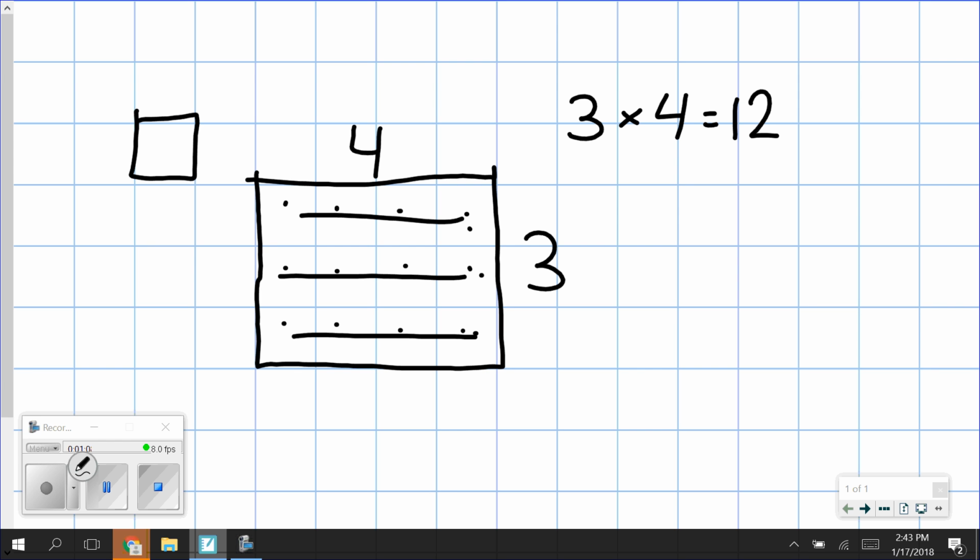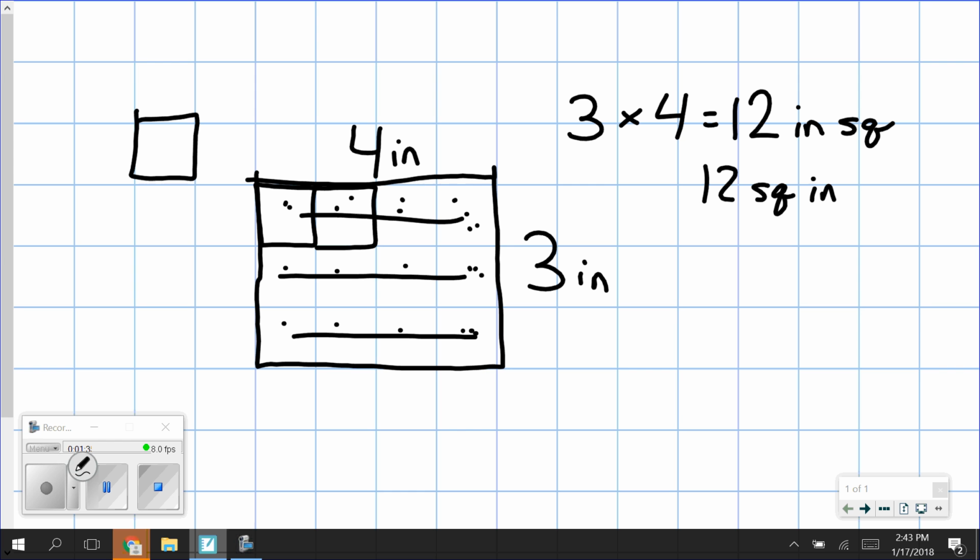When I'm writing an area, I say that it's square units because there's 12 square units here. If this was inches, I would know it's 1, 2, 3, 4 inches by 1, 2, 3 inches. So it would be 12 inches squared, or 12 square inches, because there's 12 of these square inches in this shape.